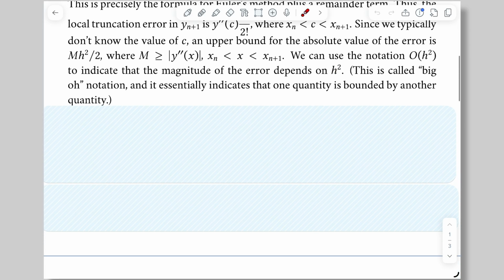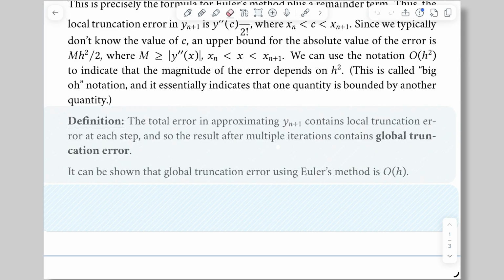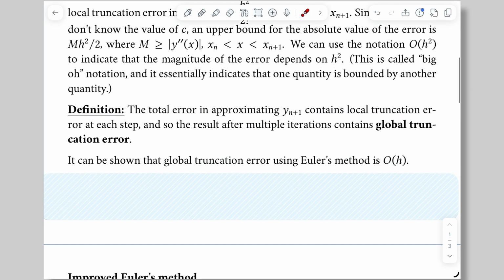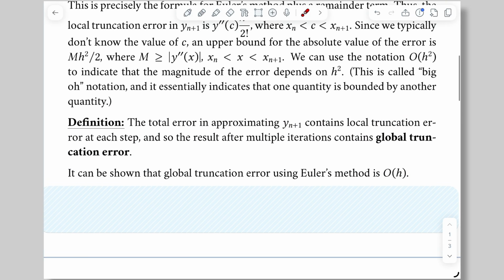Now that's local truncation error, but we have accumulated error because we keep forming iterative steps. The total error in approximating y sub n plus 1 contains local truncation errors at every step, and we end up with global truncation error, and it can be shown that global truncation error using Euler's method is big O h. That means it depends on h.